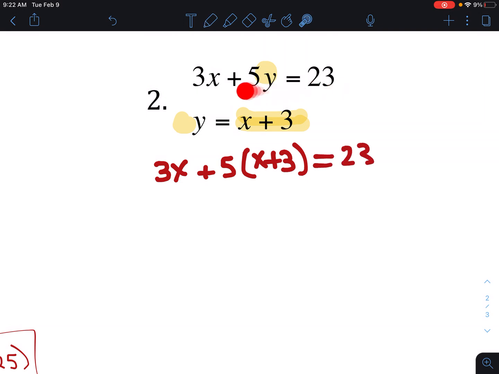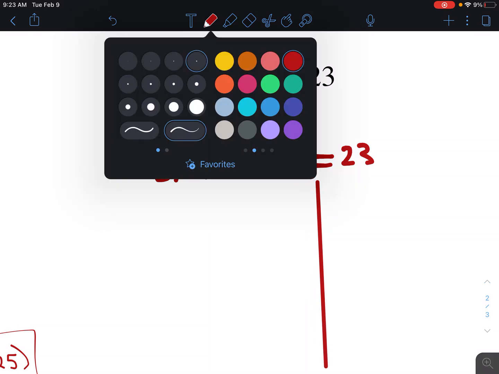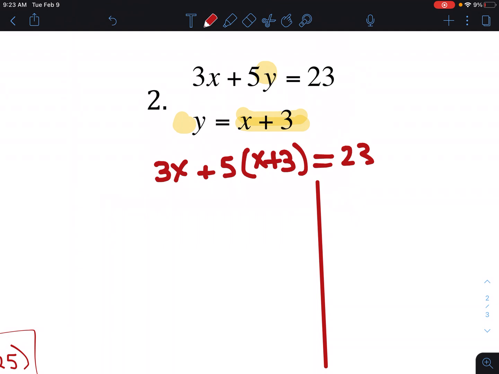So all I did was rewrite this equation, except instead of the y, I replaced it with all that stuff, okay? So up here, it's 5 times y, so now it's 5 times all that stuff. So in these kinds of substitution problems, a lot of times we're going to have to do some simplifying first. And so in this case, I do have to distribute here. So the 3x stays where it's at. 5 times x is just 5x, and 5 times 3 is 15.